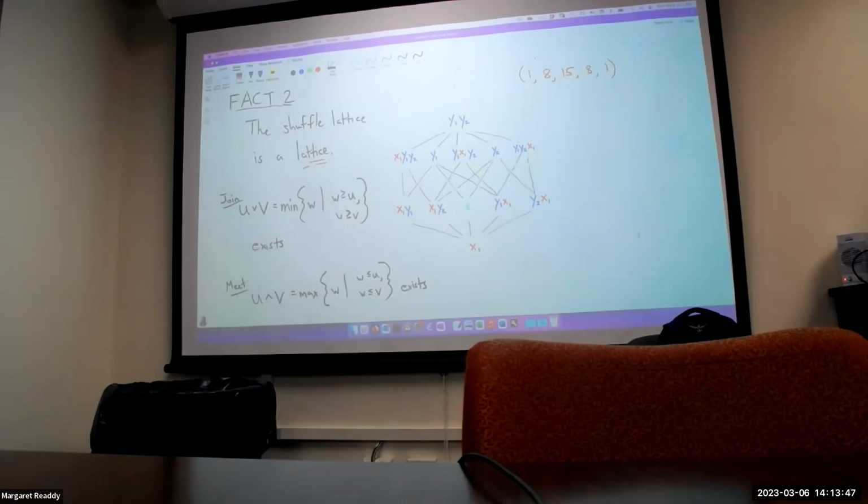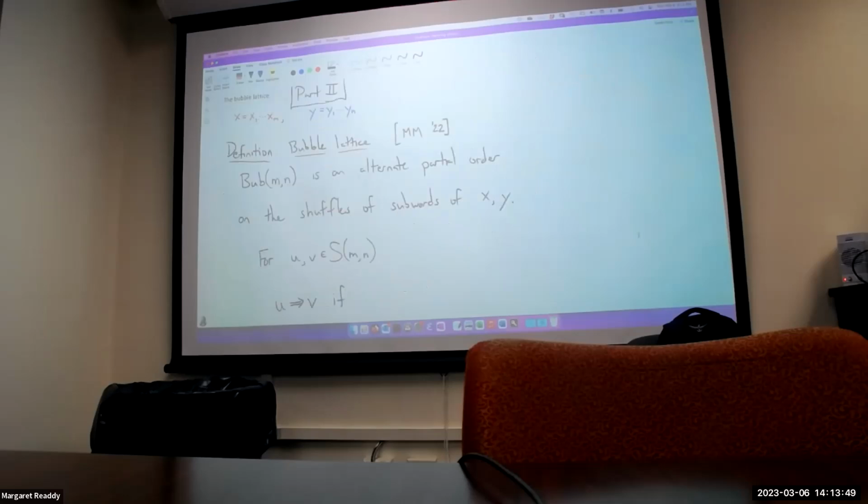So joins and meets exist. All right, so that's part one. And then part two, this is going to be the bubble lattice. This is the new thing that Henri and I introduced. Basically, we revisited the shuffle lattice and said, well, what if we insert one additional move in here?